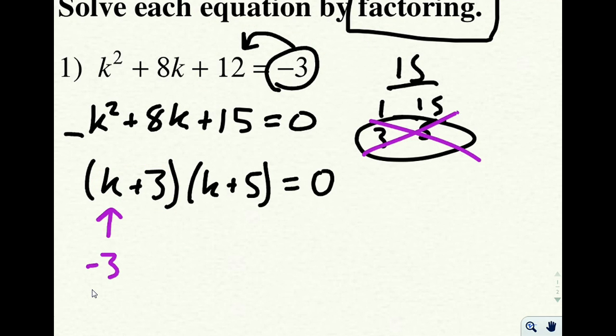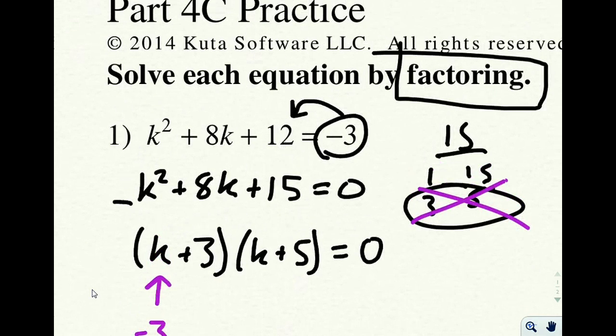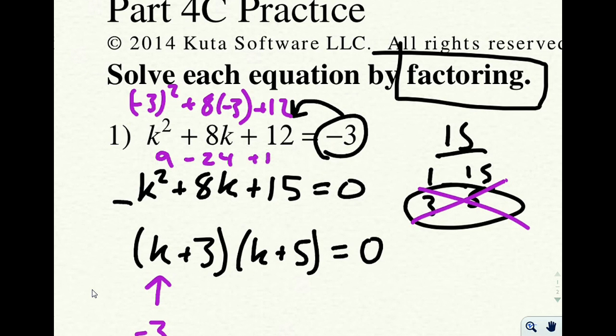And if you're not sure about why that works, you can look at trying to plug in that negative 3 into the original problem. If we do that, negative 3 squared plus 8 times negative 3 plus 12. And what do we get? Negative 3 squared is 9 plus 8 times a negative 3 is negative 24 plus 12. We add that together and we're going to get negative 3. Holy smokes, look at that. That's what the other side is. So it does work. So it is one of the solutions.